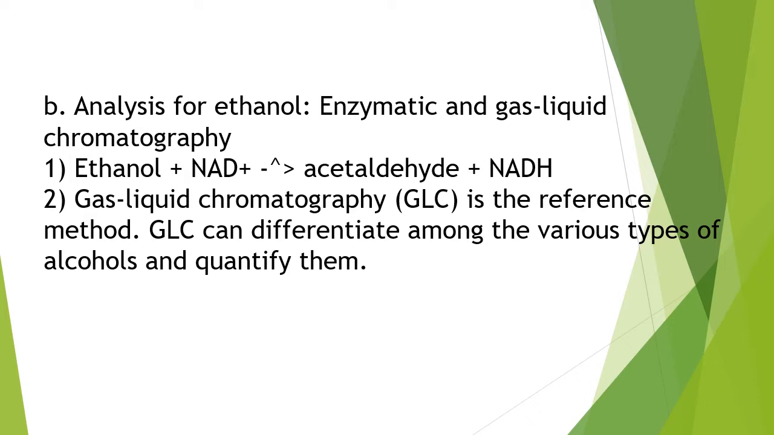To analyze alcohol in the laboratory, we can do a chemical method, enzymatic method. Number one, ethanol in the presence of nicotinamide adenine dinucleotide, NAD. In the presence of alcohol dehydrogenase, it will be converted to acetaldehyde plus NADH, which can be measured using spectrophotometry. Number two, gas liquid chromatography, which is the reference method, can of course be used for the measurement of alcohol. It can differentiate between the various types of alcohol and quantify them.